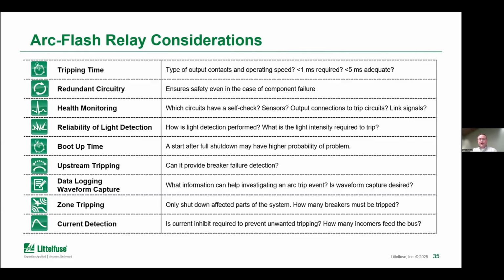Also, the type of output contact. So those fast-acting 1 millisecond trip outputs are often not a mechanical contact. They could be an IGBT, they could be some form of contact in order to get that fast operating speed. So if you need a mechanical contact to engage with your trip circuit, then that's just something to be aware of when you're looking for the relay.